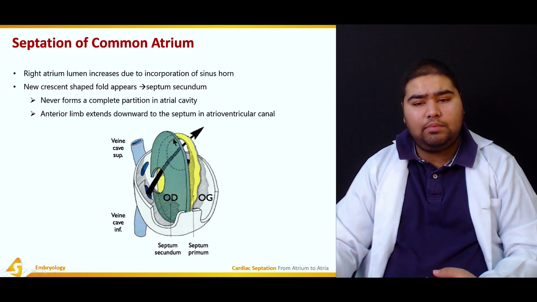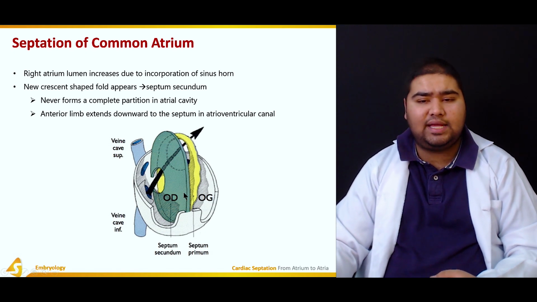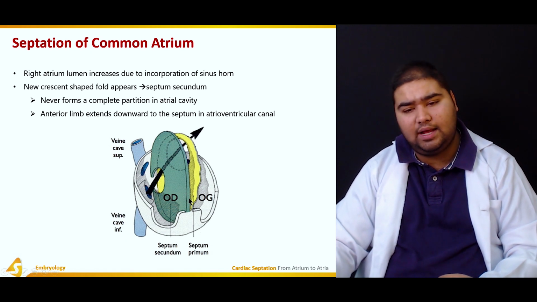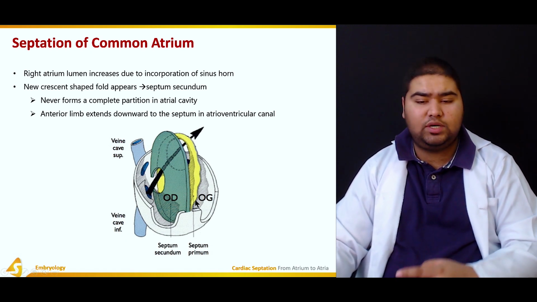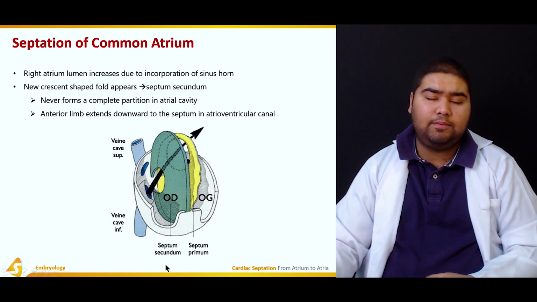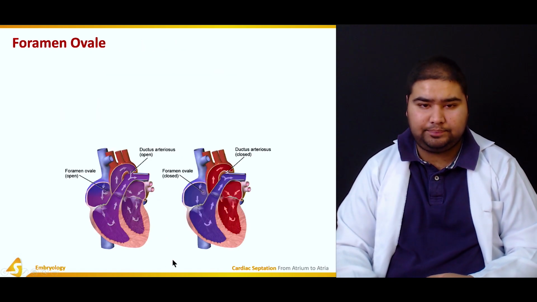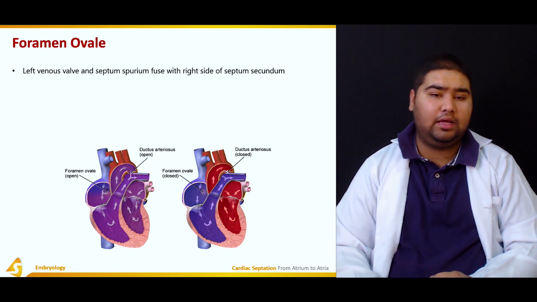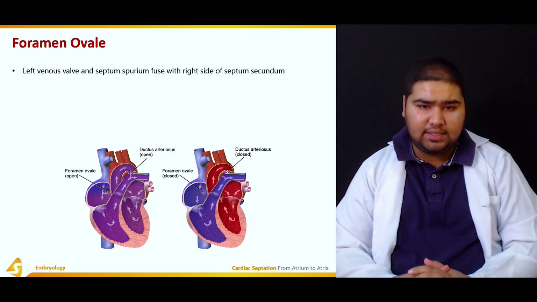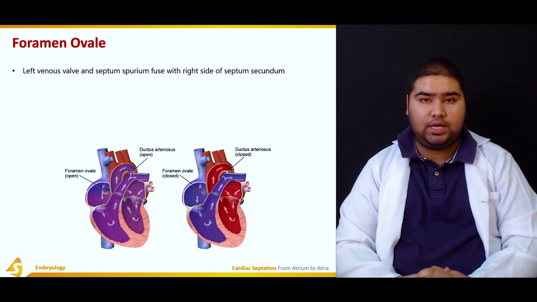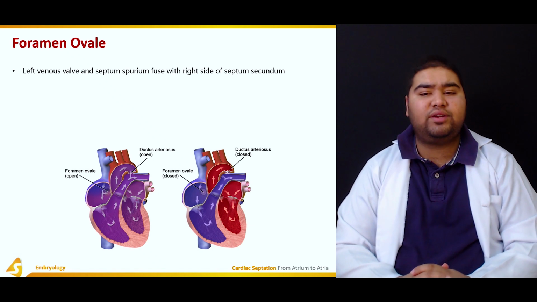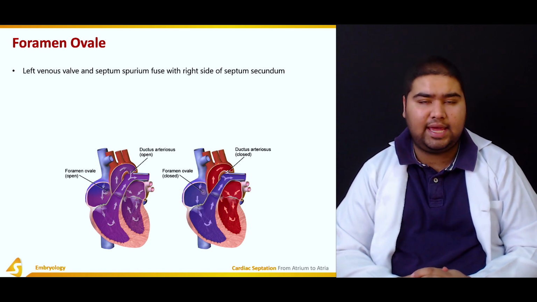The anterior limb, this is the anterior limb, extends to the septum in the atrioventricular canal. This is the AV canal, and here it extends towards the septum in the AV canal. So now let's see the role of the foramen ovale. The left venous valve and the septum spurium, we've talked about these before. They fuse with the right side of the septum secundum.